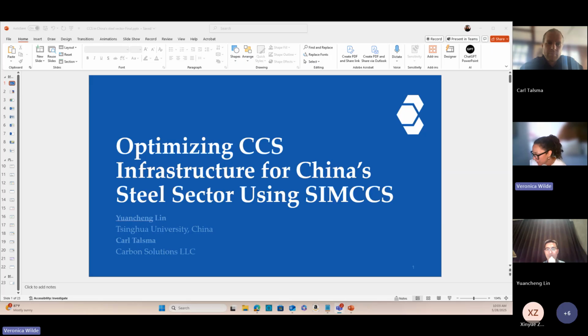I'm excited to welcome today's speakers, Dr. Yuancheng Lin from Tsinghua University and Carl Talsma from Carbon Solutions. Together, they'll be presenting a preliminary assessment of CO2 capture, transport, and storage opportunities for China's steel sector. Their research uses SIMCCS, or geospatial optimization software, to conduct nationwide source-sink matching and infrastructure cost analyses. The presentation will also explore regional disparities in storage potential and infrastructure cost, highlighting how GIS can inform large-scale CCS planning.